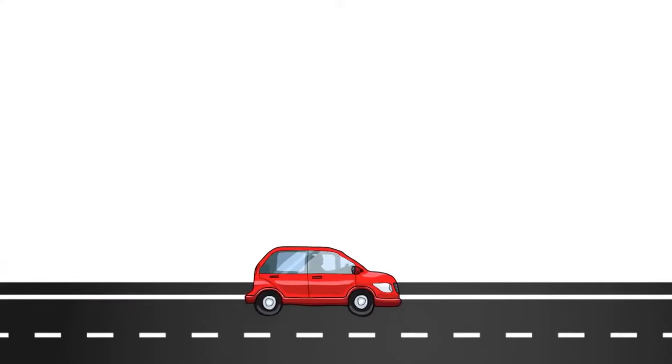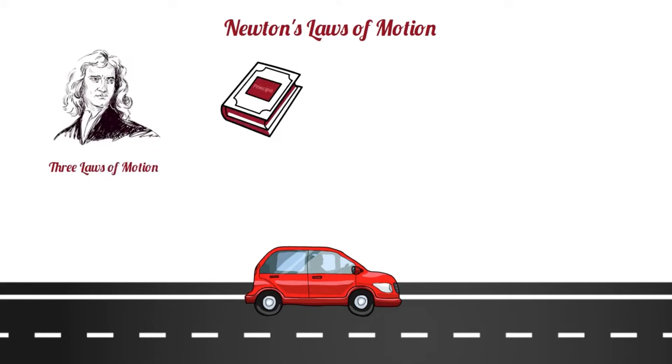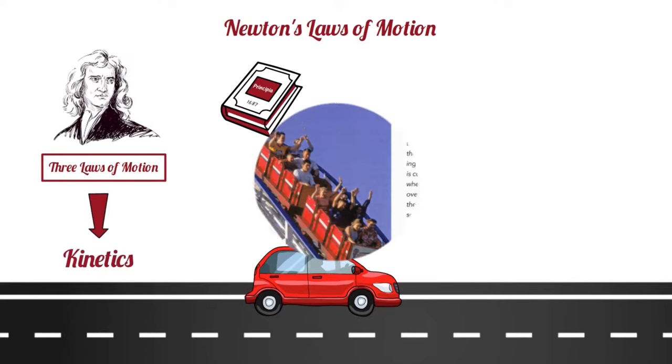Motion is something we usually observe in our daily life. To understand the nature of motion, we study Newton's laws of motion. Sir Isaac Newton published 3 laws for the motion of moving objects in this universe, which appeared in his book Principia in 1687. But these laws cannot be proven from any old theory of physics. As a result, these 3 laws create a new branch of physics called kinetics.